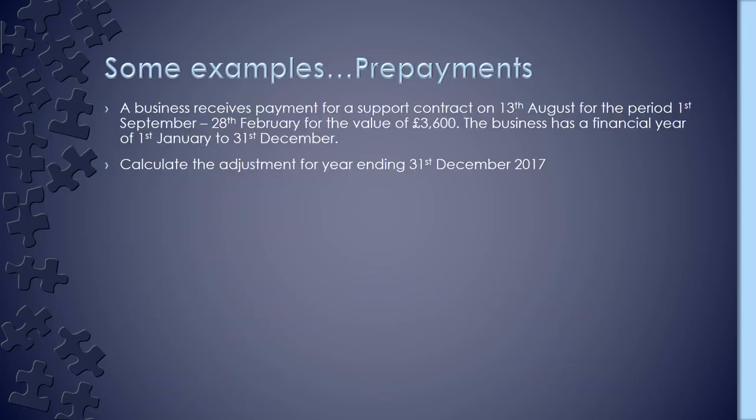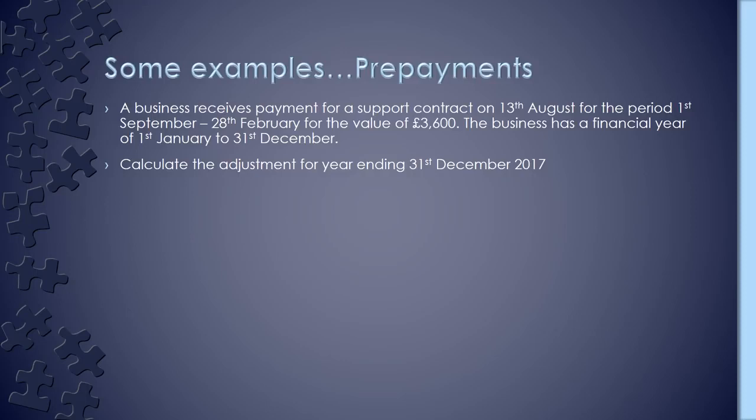Let's have a look at prepaid income. So a business receives payment for a support contract on the 13th of August for the period the 1st of September to the 28th of February for the value of £3,600. The business has a financial year of 1st of January to 31st of December. Calculate the adjustment for year ending 31st of December 2017.